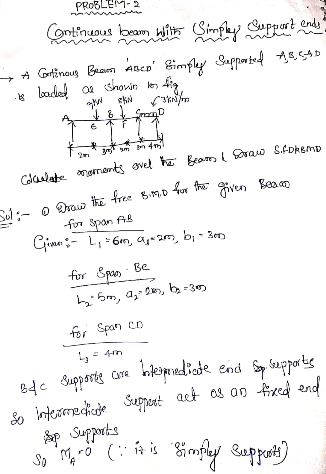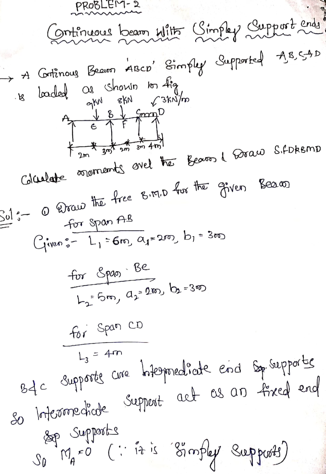In the same way, we will see the other problem. A continuous beam ABCD simply supported at A, B, C and D is loaded as shown in the figure. You have point loads on AB and BC, and on CD you have UDL, spans are shown in the figure. So calculate moments and reactions, draw SFD, BMD. So here we need to calculate MB and MC. MA is anyhow 0, MD is anyhow 0 because there are simple supports. So MB, MC we need to find out.